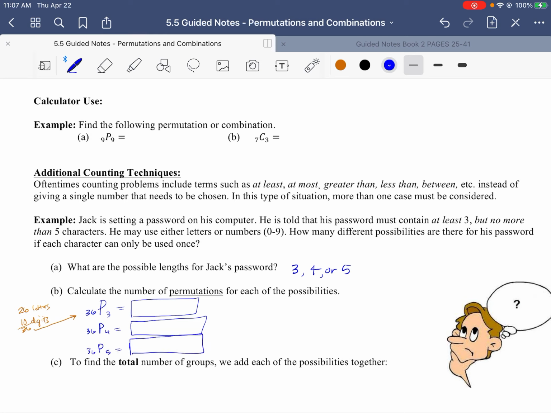and 36P5 is the number of passwords that could go there, right? And we could calculate each of those rather large numbers. So to find the total number of groups, we would essentially add all of these together. So if he could have it 3 digits long or letters long, he could have it 4, or, like our tree diagrams, 5, we would add all of those possibilities together. So if you add all of those up, you can use your calculator to do so if you'd like to, or you can do them by hand.